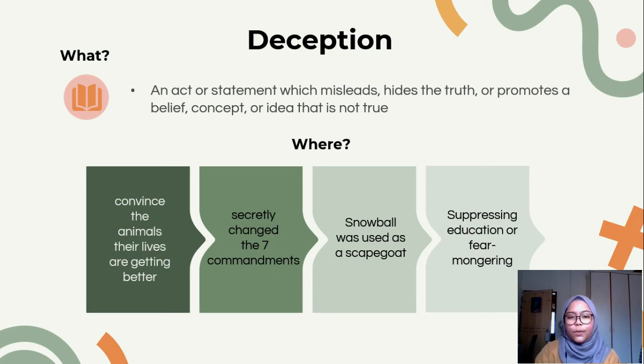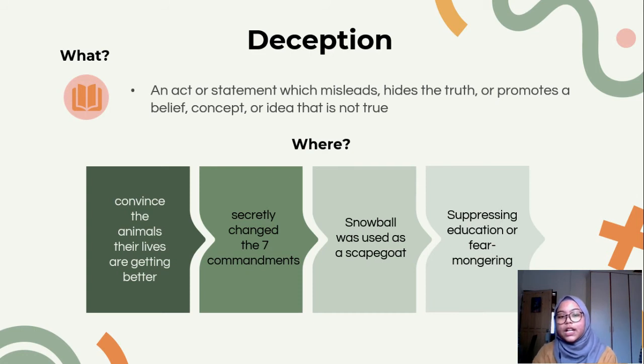So firstly, what is deception? Deception is an act or statement which misleads, hides the truth, or promotes a belief, concept, or idea that is not true. So there are a few evidences in the Animal Farm novel that are related to deception.